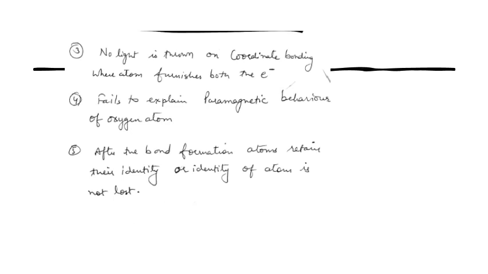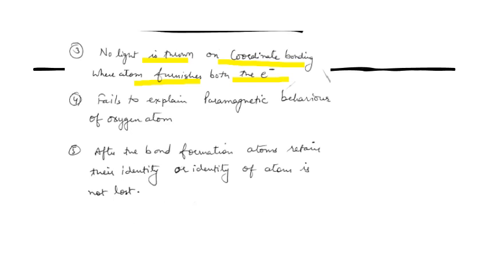The third limitation is that no light is thrown on coordinate bonding, where one atom shares both electrons. In covalent bonding, each atom shares one electron, but in coordinate bonding only one atom does the sharing. So nothing is explained about such sharing of electrons, or the coordinate bonding found in molecules. It isn't explained by the VBT.